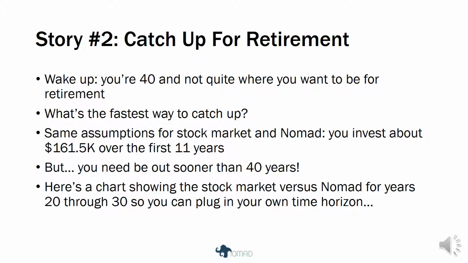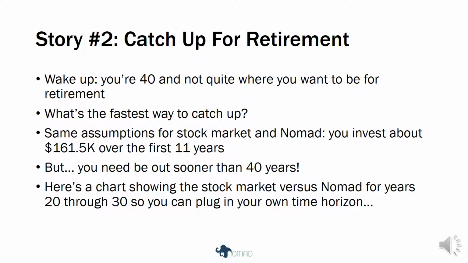So the same assumptions for the stock market and Nomad. You invest about $161,500 over the first 11 years. But you can't wait the full 40-year period that the young professional was waiting for. Remember, we modeled it. We said, okay, the young professional nomad's about 25, and he's got a 40-year time horizon before he's ready to retire. So he's got 40 years to grow Nomad.